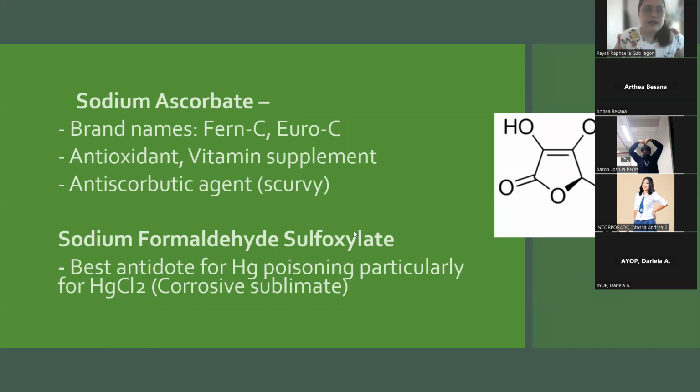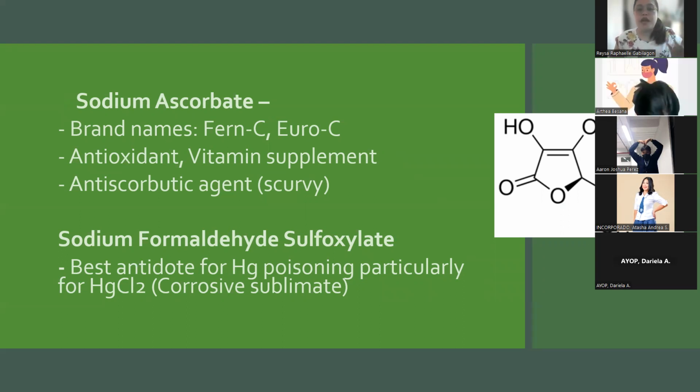And then, let's end here with the sodium formaldehyde sulfoxylate. Take note ha, kasi this is a board exam question. This is our best antidote for mercury poisoning. Particularly if the poisoning is because of the corrosive sublimate called mercuric chloride, kasi it's positive to HgCl2, mercuric chloride. So remember, mercury is a cumulative poison. It's a cumulative poison class.